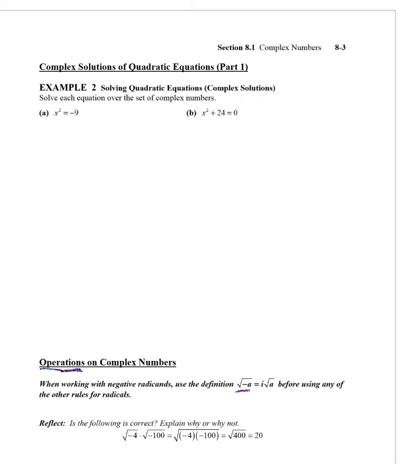Let's look at the reflection problem. If you have the square root of -4 times the square root of -100, you cannot do this. You can only combine radicals if you have real numbers, not if you have imaginary numbers. So this does not work, and I'll let you figure out what this would be if you simplify it. You have to take out the negatives first, and those become i, and then you'll see that you're going to get a different answer than 20.